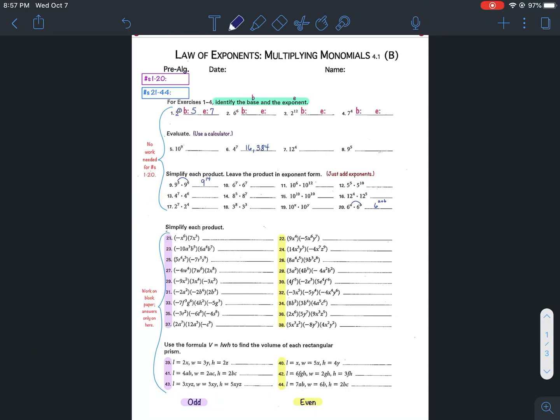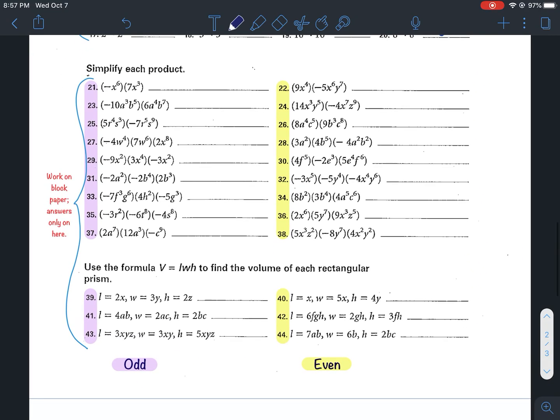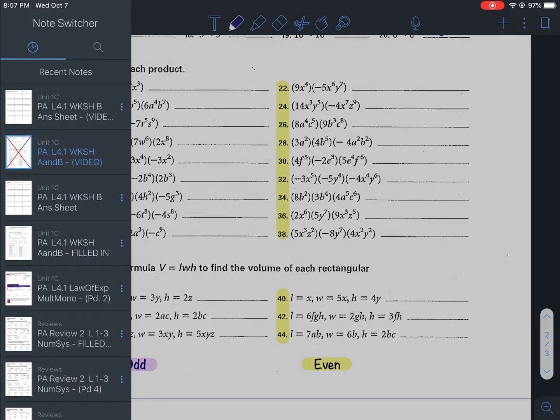Laws of Exponents, Multiplying Monomials, 4.1 Worksheet Side B. Now we're going to talk about problems 21 through 44. You should have already completed 1 through 20 as a separate assignment, so now we're doing 21 through 44. Problems 21 through 44 require you to show work, and there's just not enough space on the worksheet to show the work, so you will use block paper.